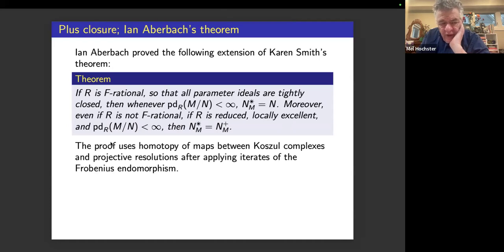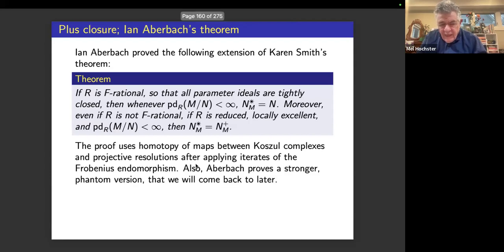And Ian's proof uses homotopy of maps between Koszul complexes and projective resolutions after not just the original setup, but after applying iterates of the Frobenius endomorphism. So it's sort of linked to tight closure theory. So the embedding theorem. Oh, and I should also say, Ian proves a stronger phantom version where you have phantom projective dimension. I'll talk about that later.